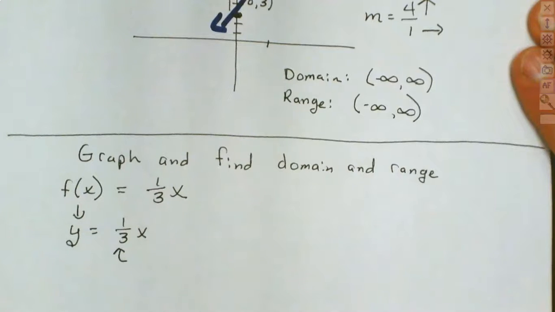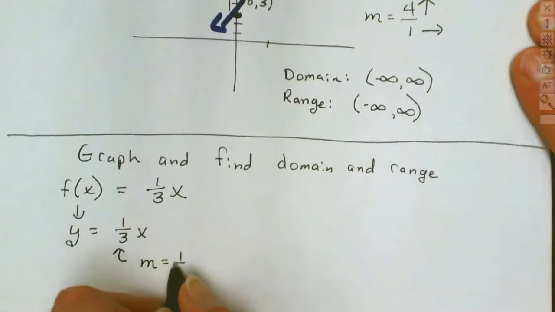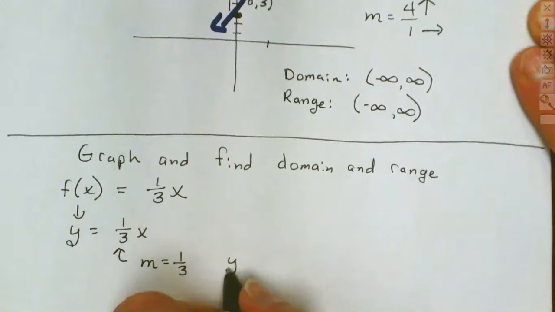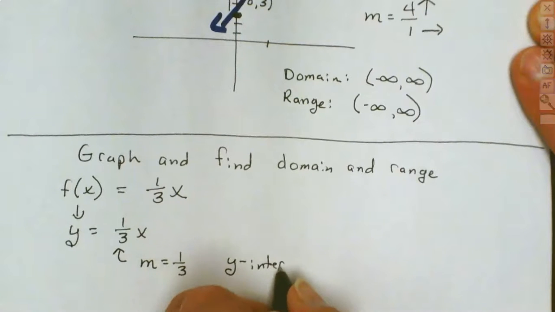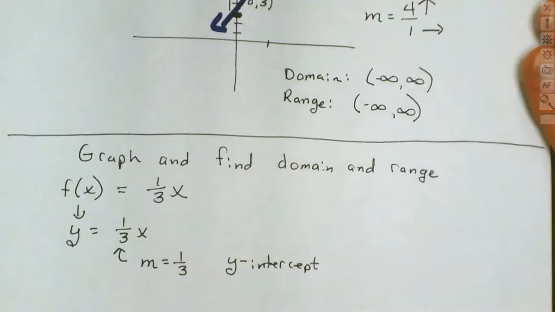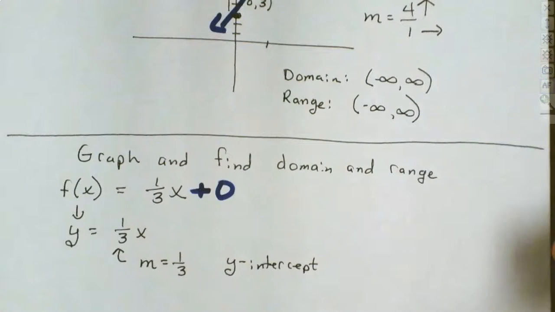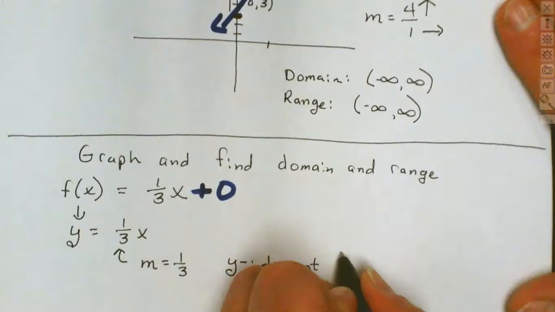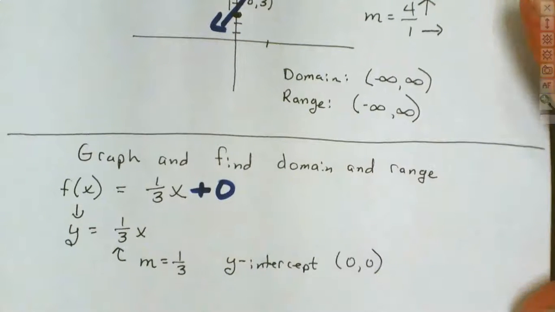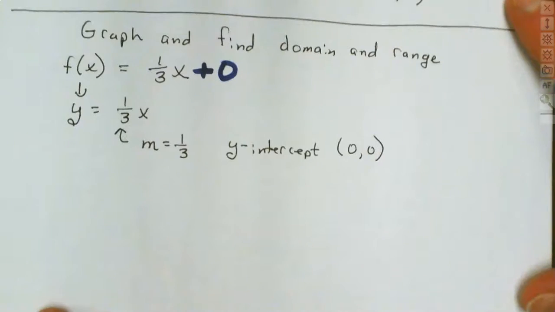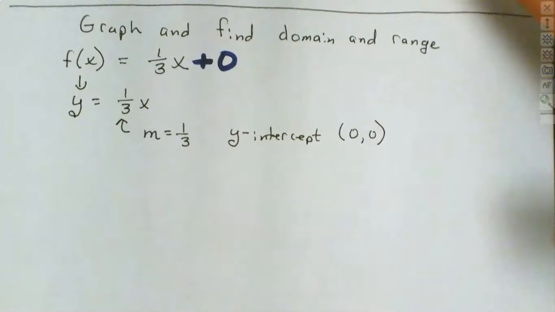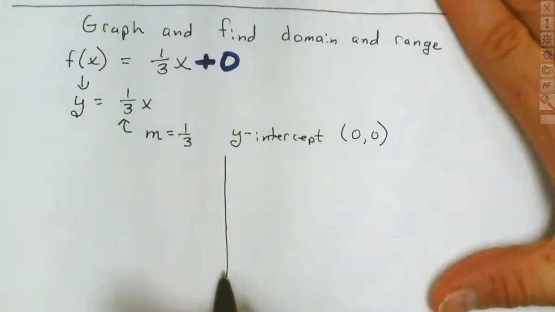Just as a reminder, that 1/3, that is your slope. And what about the y-intercept? Well, is there any number on the end? No, there's no number on the end, is there? So if there's no number on the end, what is that like? It's like having plus 0, isn't it? So my y-intercept would be what? 0, 0. Remember, there's no number on the end. Your y-intercept is 0, 0.